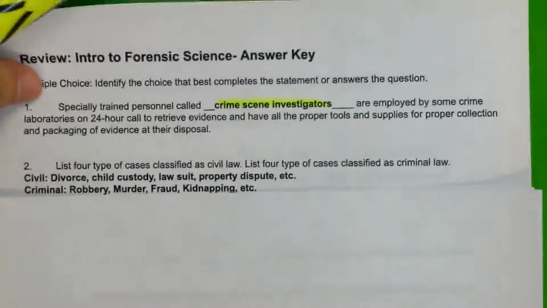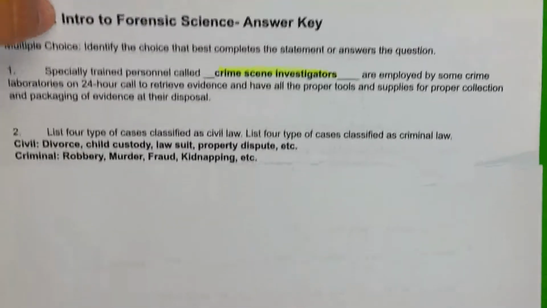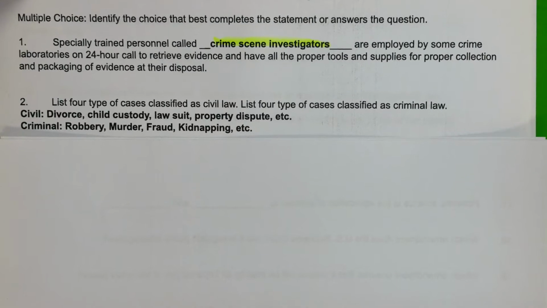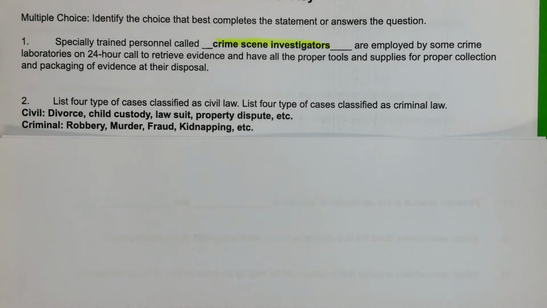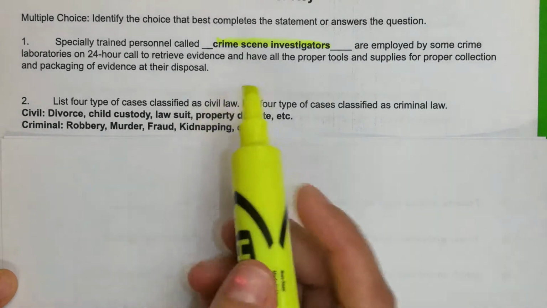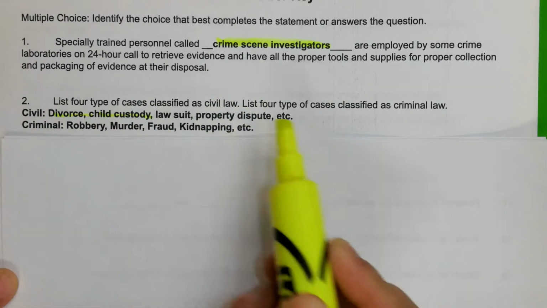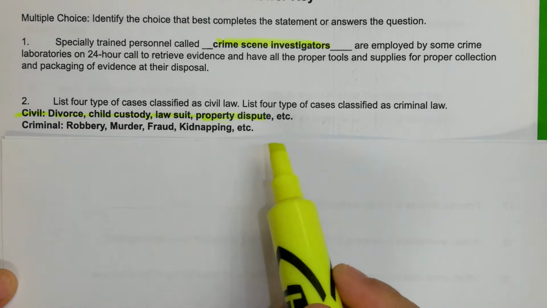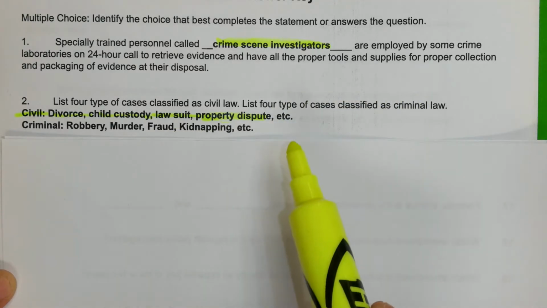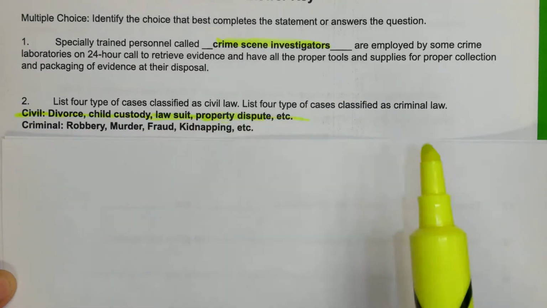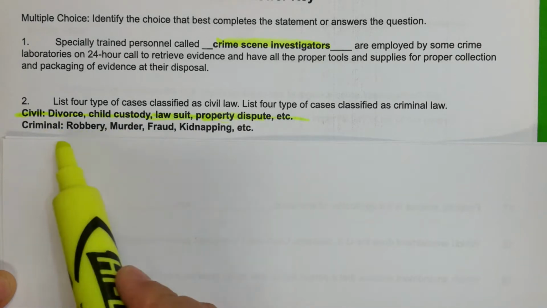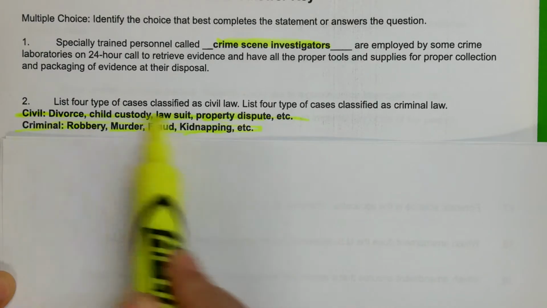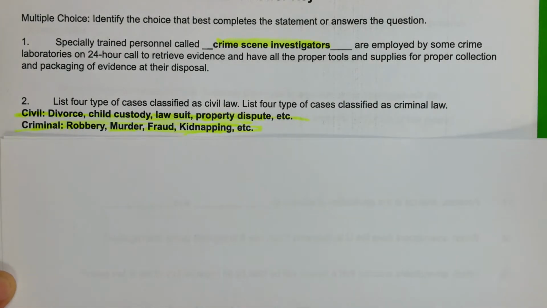Number two, it says list four types of cases classified as civil law and list four types of cases classified as criminal law. So civil law, if you guys remember, these are like lawsuits or child custody, divorce, or property disputes. Basically like a car accident and you sue someone. So basically these are civil law. Criminal law is murder, robbery, fraud, kidnapping, and so on and so on. Okay, you do need to know the difference between those two.